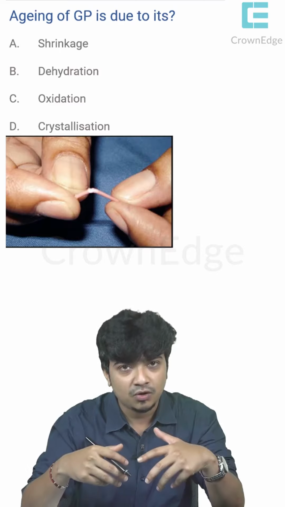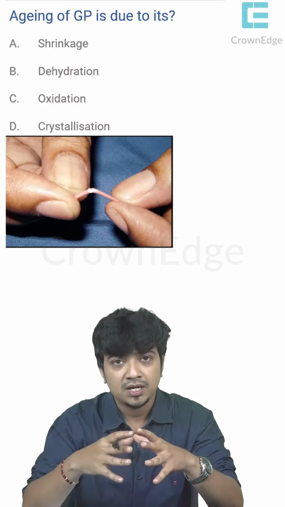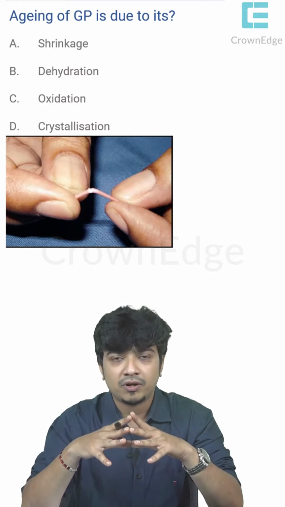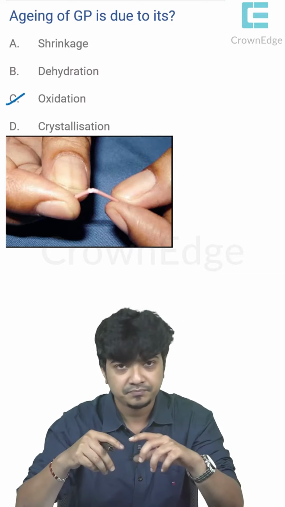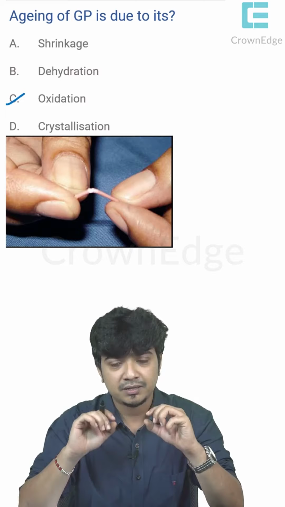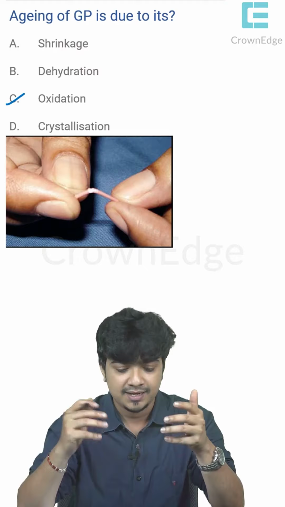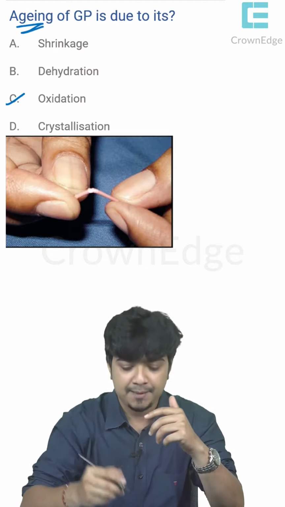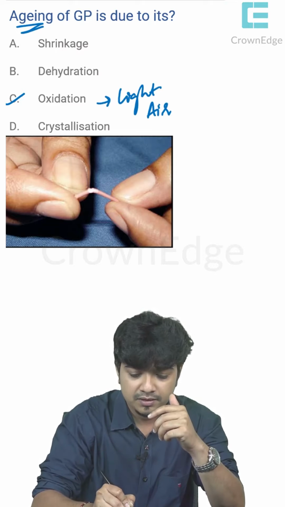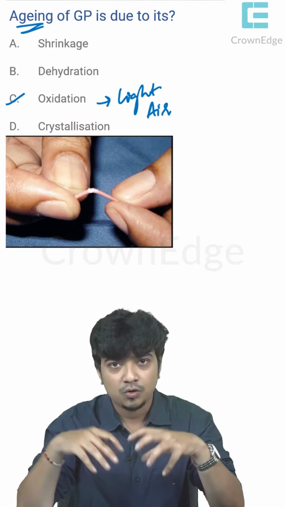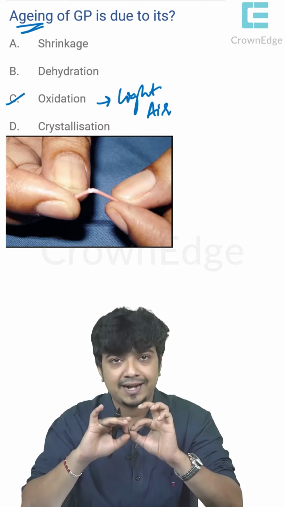So what is the reason of aging of gutta percha? Is it shrinkage or dehydration or oxidation or crystallization? It has been noted for many years that the reason is basically oxidation of the gutta percha. In general, once the crystalline form of gutta percha gets oxidized, there is aging. Oxidation can happen due to light, and it can also happen due to air. So due to light and air contamination, over a period of time, gutta percha loses its fragility and becomes brittle, and it can just snap off.